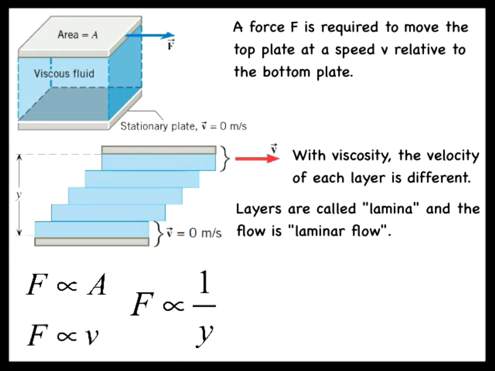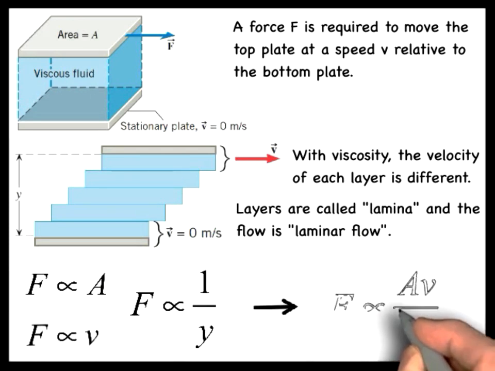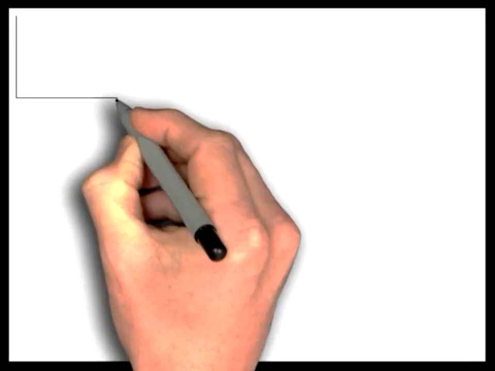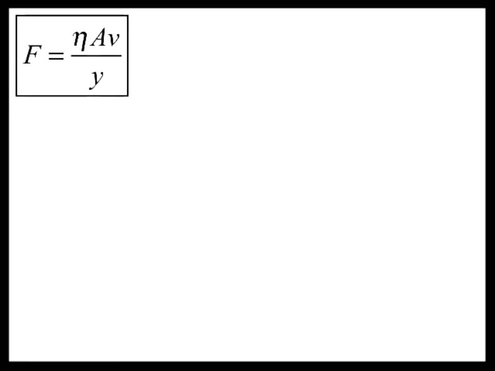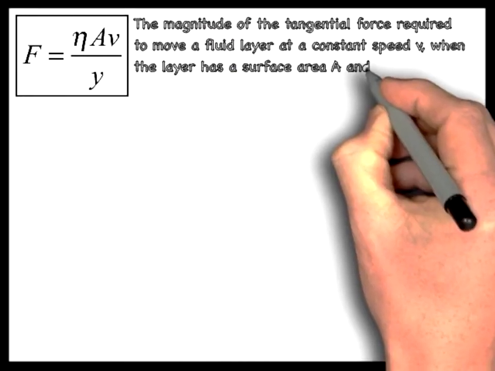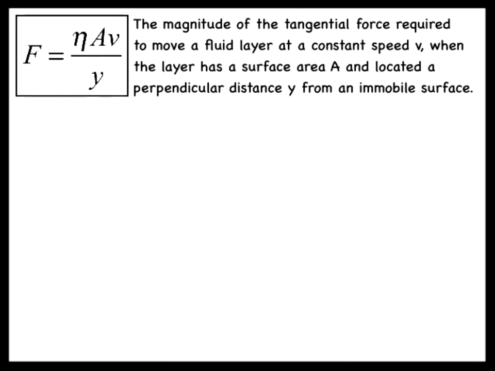We can combine these proportionalities into an equality by multiplying by a constant term. The proportionality constant, eta, is known as the coefficient of viscosity, or simply the viscosity. We can now state the following. The magnitude of the tangential force required to move a fluid layer at a constant speed v, when the layer has a surface area A and is located a perpendicular distance y from an immobile surface, is given by F = eta A v over y, where eta is the coefficient of viscosity.